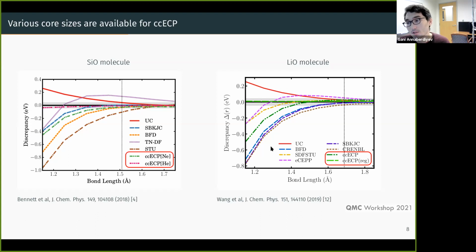And here in the lithium oxide, similar story. The darker green line has a slight overbinding, but if you use this so-called regularized CCECP, which actually does not remove any electrons, but it cancels out that divergence near the Coulomb region that we've discussed previously, then as you can see, the discrepancy is essentially 0 throughout the whole bond length.